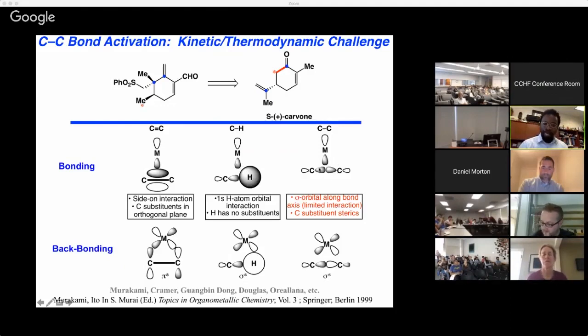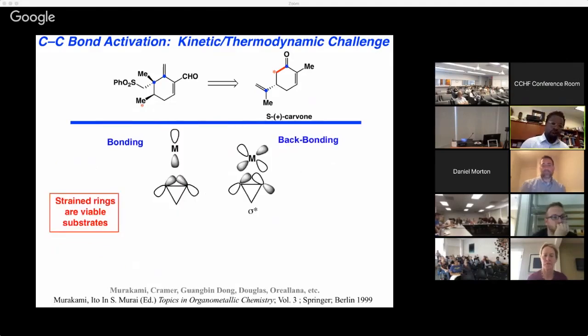CC bond activation, on the other hand, becomes even more challenging because the d orbitals have to become proximal to the sigma bond of the CC bond. And of course, each of these carbons bears substituents that make it difficult to achieve that level of proximity. Now, our field has contributed tremendously to ways to think about CH bond activation. And so here I list some of the current leaders in this area. And I think a lot of the insight that's been brought to this is that if one can constrain a carbon-carbon bond in a small ring, you can achieve a rehybridization of that sigma bond.